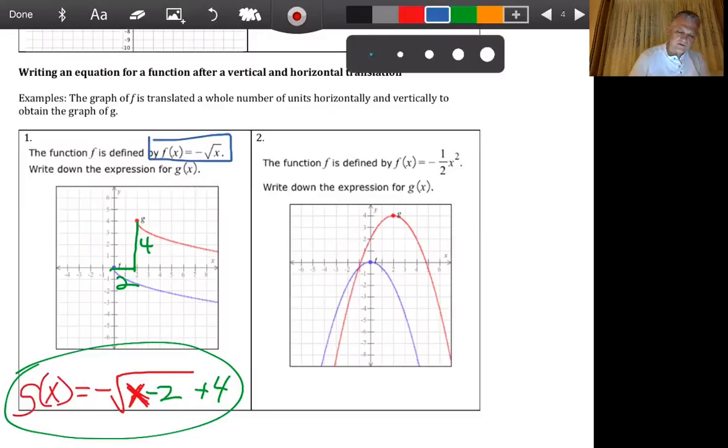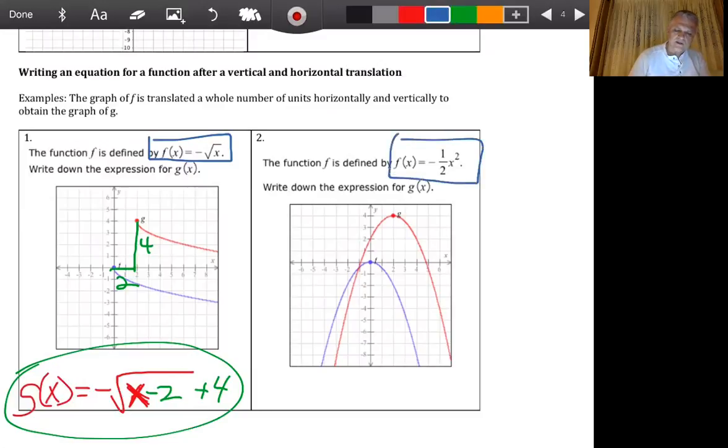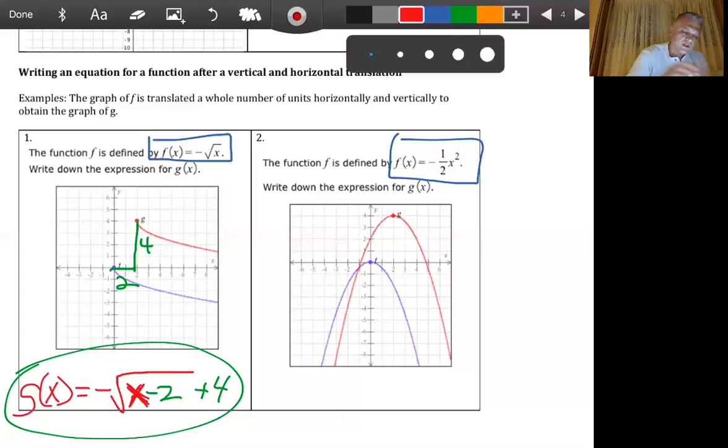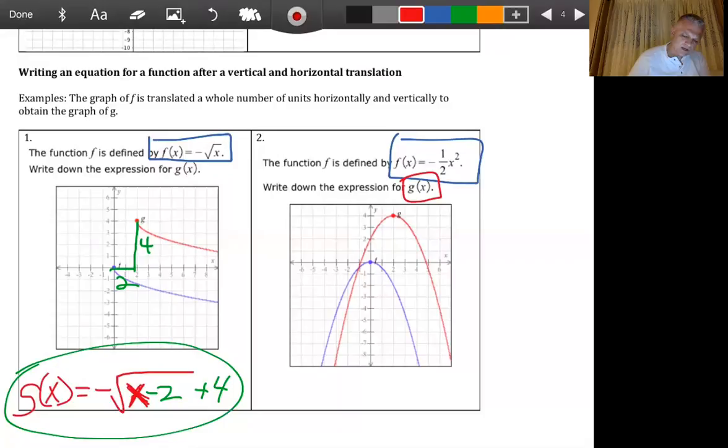Okay, so f of x is another parabola. It's negative 1/2 x squared. Okay. Negative, so it's going down. 1/2 widens it out. X squared, it's a little U-y thing, okay, called a parabola. So let's look at g. So one more time. I'm going to take g of x, and I'm going to start with f of x. Okay, this was f of x. So I'm going to copy that first.